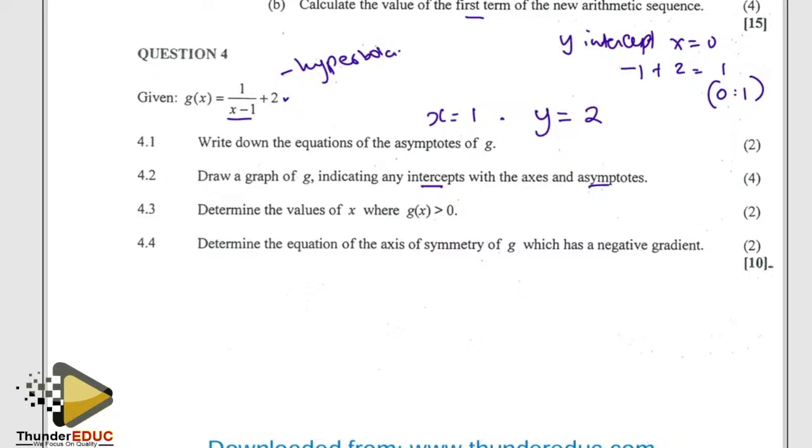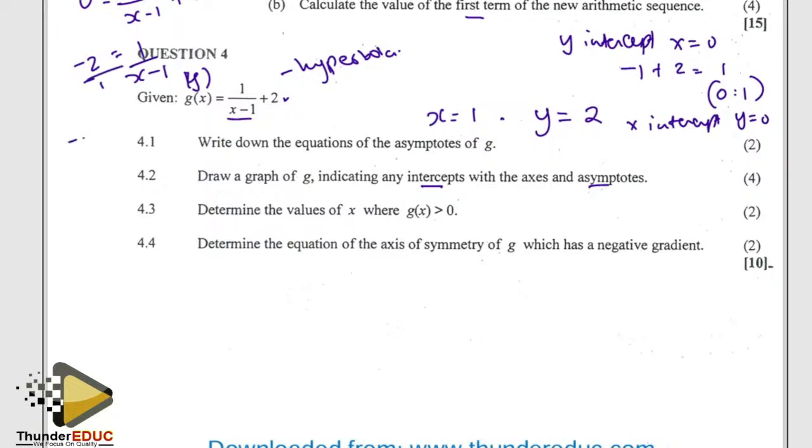Then let's get the x-intercept. So x-intercept is saying y must be 0. g of x is the same as y. Replace 0 there. So 0 is equal to 1 over x minus 1 plus 2. Let's move the 2 first. So that's going to be negative 2. It's 1 over x minus 1. Cross multiply.